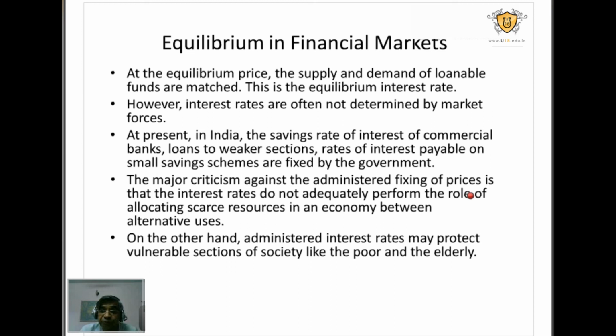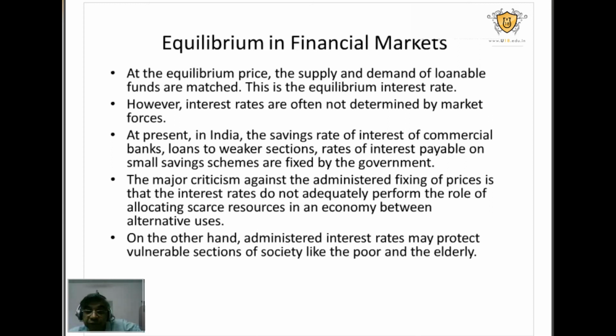So the major criticism against the administered market prices is that interest rates do not adequately perform the role of allocating scarce resources in an economy between alternative users. So the demand supply factor or the market forces are not allowed to operate fully. On the other hand, administered interest rates may protect vulnerable sections of society like the poor and the elderly. Sometimes you call this interest subvention. That is, you support certain groups by giving them higher interest rates or charging them lower interest rates. This distorts the picture of so-called market forces, but it helps the vulnerable sections. Of course, sometimes they're also misused by politicians because then they can hand out freebies, but that does not mean that the theory is incorrect.